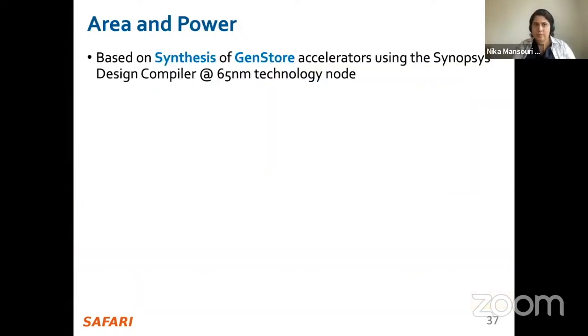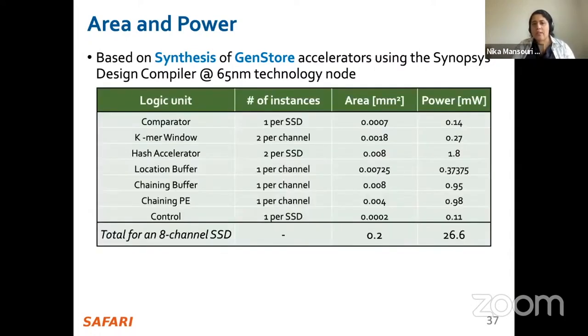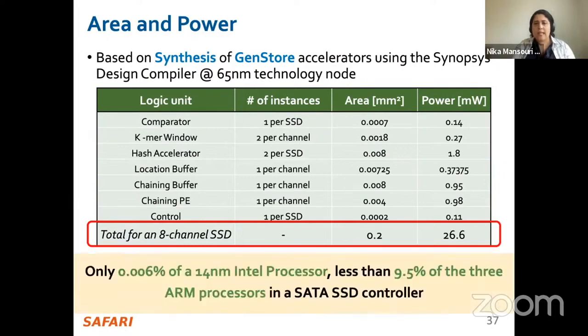27.2 times energy reduction. We find area and power values of GenStore by synthesizing GenStore-EM and NM using a 65 nanometer technology node, and find that for an 8-channel SSD, the area of GenStore is 0.2 square millimeters, and the power is 26.6 watts. And by scaling the area to lower technology nodes, we observed that the area overhead of GenStore is 0.006% of an Intel processor, and less than 9.5% of the 3 ARM processors in a SATA SSD controller.